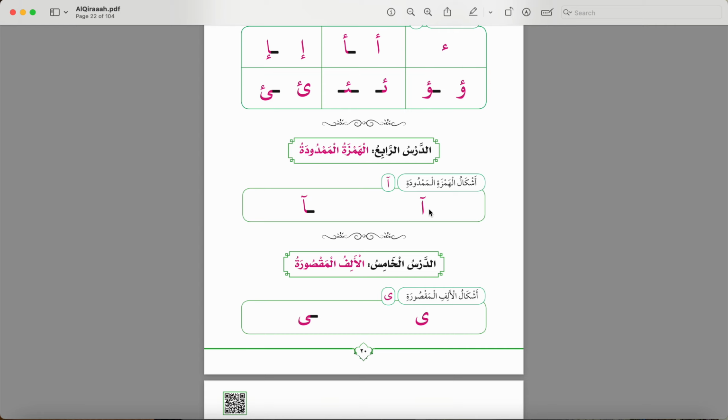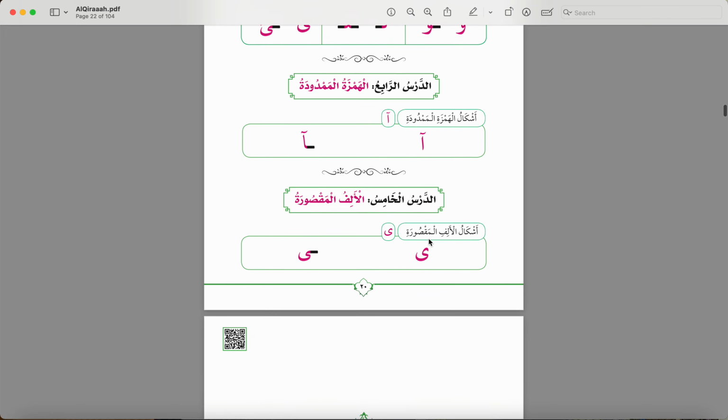And then here he has Ashkal al-Hamzati al-Mamduda, the elongated Hamza. In the Tajweed sense, they call it Madul Badal. This here, when it is by itself, is like Madul Badal, which means it has a Hamza and after it an Alif. And we'll go into details with that later on in its own chapter.